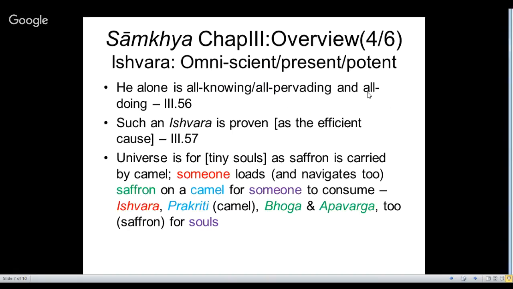He can cause the things to move the way he wants. So that is the efficient cause, what is called Nimitta Karan, and Prakriti is Upadan Karan. Like I said about wood and table, wood is the Upadan Karan, the material cause, and the carpenter is the Nimitta Karan, the agental cause, the efficient cause, who is a conscious being, while wood is unconscious. And in the process, wood gets transformed, but the carpenter doesn't get transformed and stays as he is.